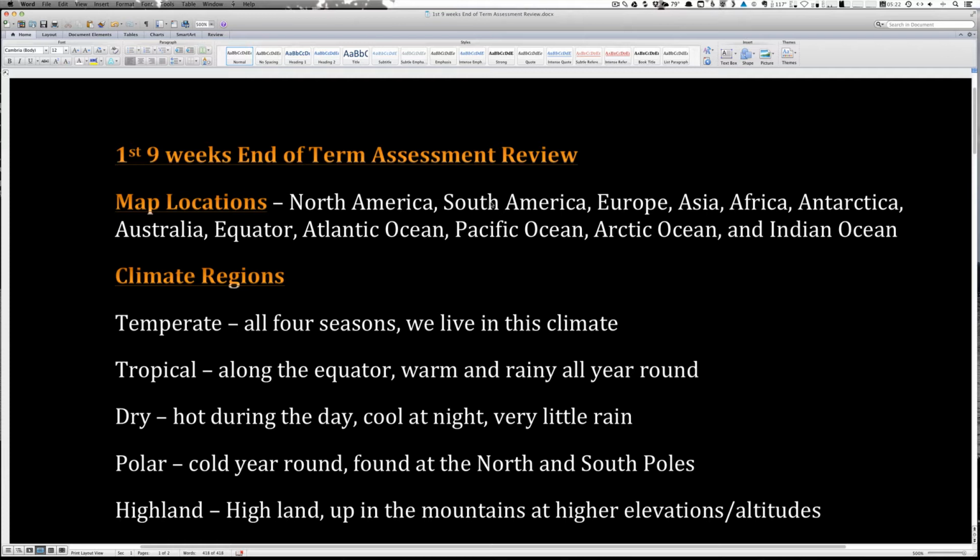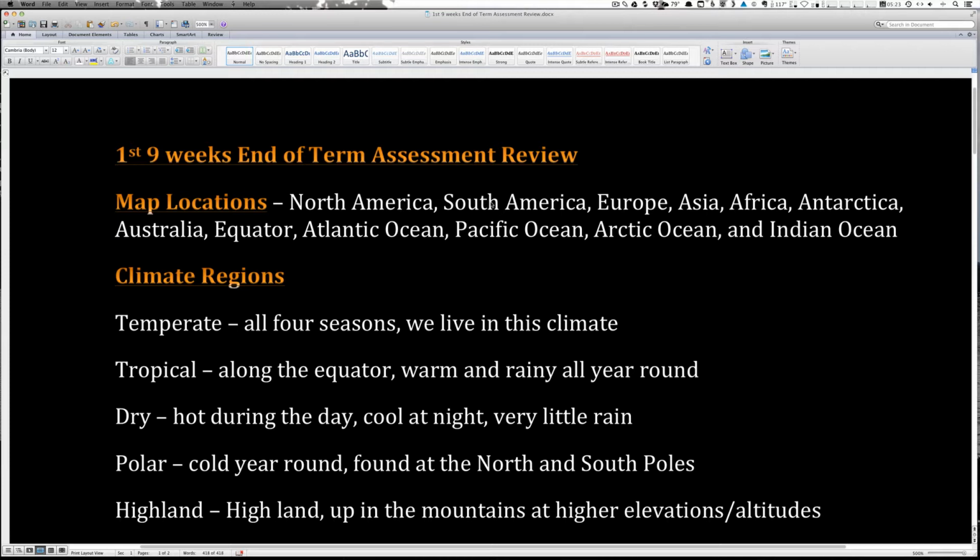There are also questions about the climate regions of the world that you'll have to deal with. The 5 climate regions: temperate, tropical, dry, polar, and highland. Remember, temperate is a type of climate that we live in, where you have all 4 seasons, 4 distinct seasons: hot summers, cold winters. Tropical is the type of climate that's normally found along the equator. It's hot to warm all year round and rainy.